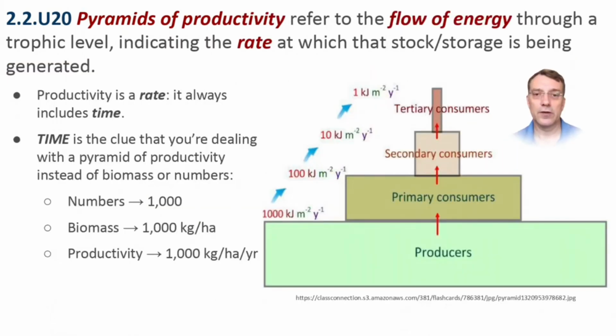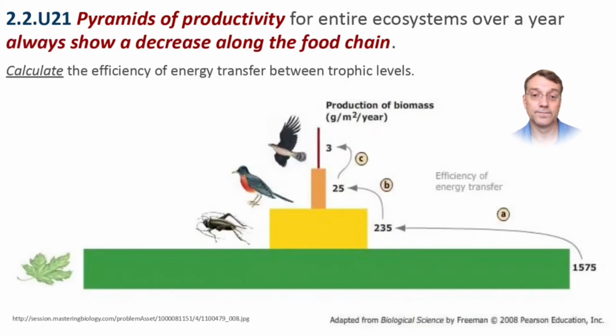Pyramids of productivity show the flow of energy through each trophic level. That's the rate at which biomass is generated. You can identify these by the time component in their units, such as kilos per hectare per year, or grams per square meter per year. When you see that per year, you're probably looking at a pyramid of productivity. Unlike biomass pyramids, productivity pyramids for entire ecosystems over a year always show a decrease along the food chain.